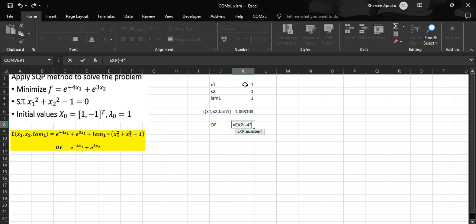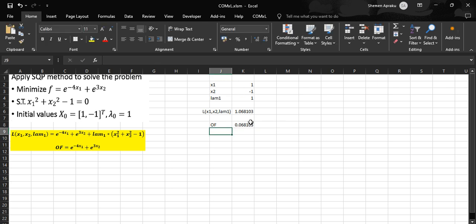and my objective function is also exponential minus 4 times x1 plus exponential 3 times x2.